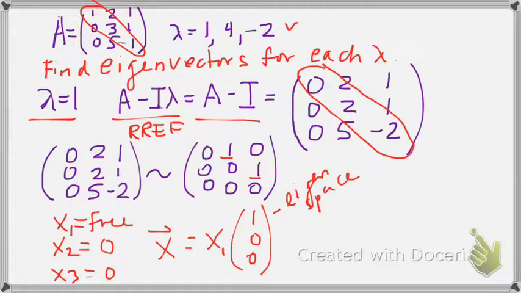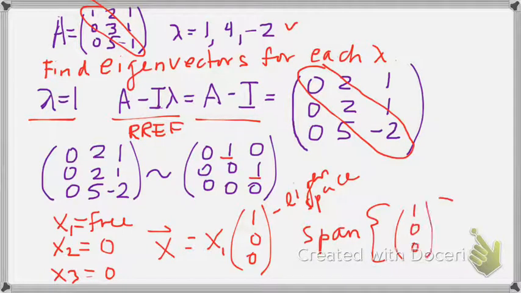But we're looking for the actual eigenvector, and so the eigenvector would be the vector that spans this space, 1, 0, 0, and so therefore our eigenvector is 1, 0, 0.